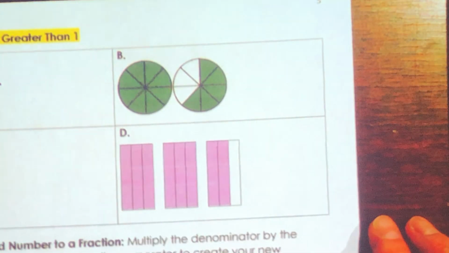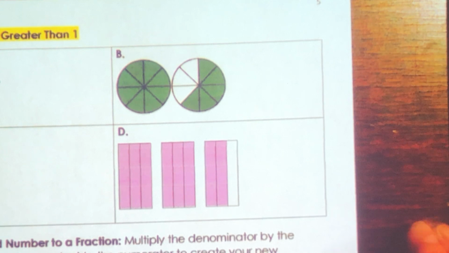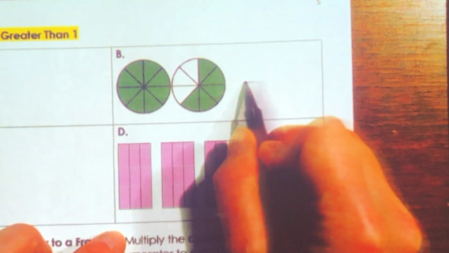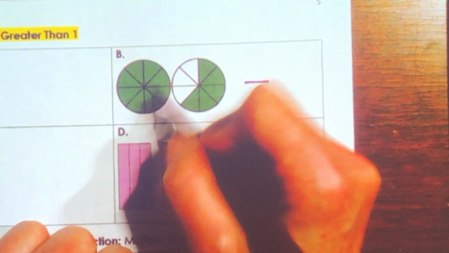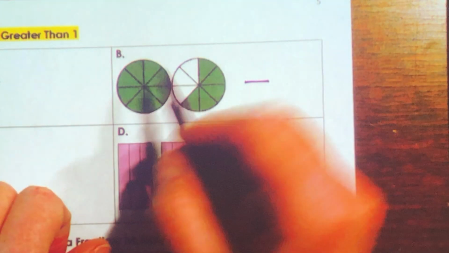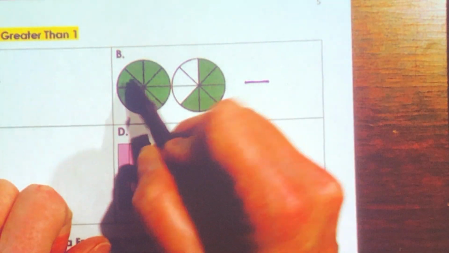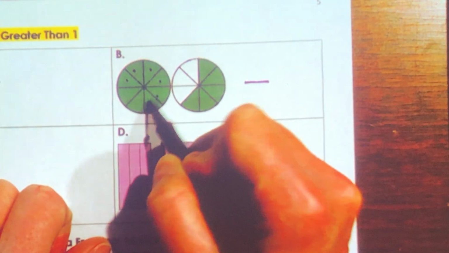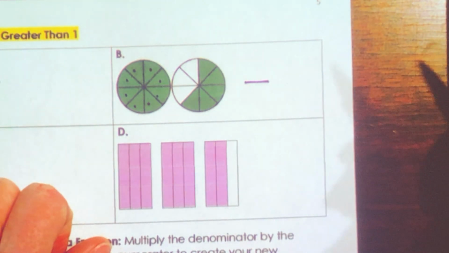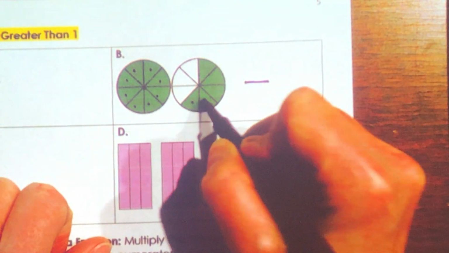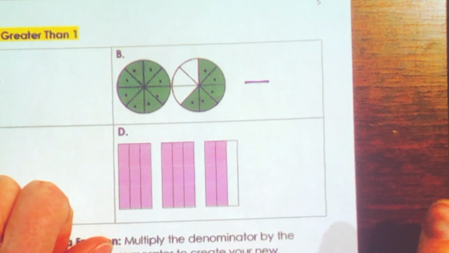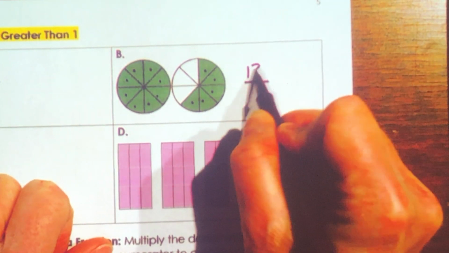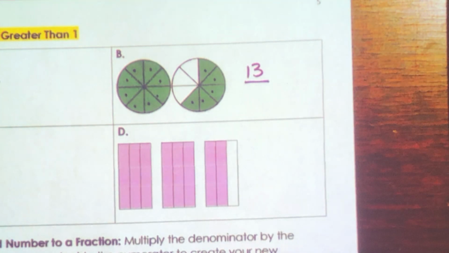Now, when you look at letter B, remember your numerator is the number of pieces that are shaded, right? And you can see in this one, this is the same one as letter A. It's the same shape, but a different amount is shaded. That 1, 2, 3, 4, 5, 6, 7, 8 pieces in this are shaded. And then I have 9, 10, 11, 12, 13. So 13 total pieces are shaded. That would be my numerator, the number of pieces that I'm counting.